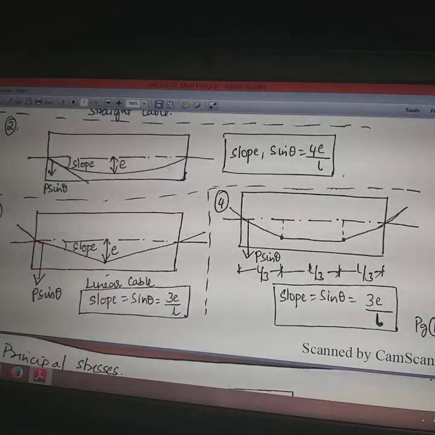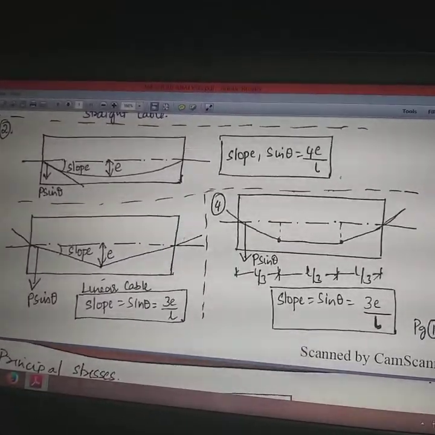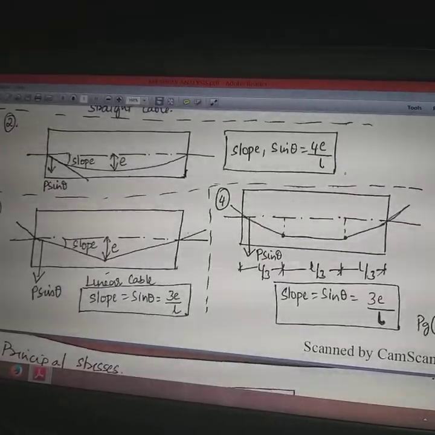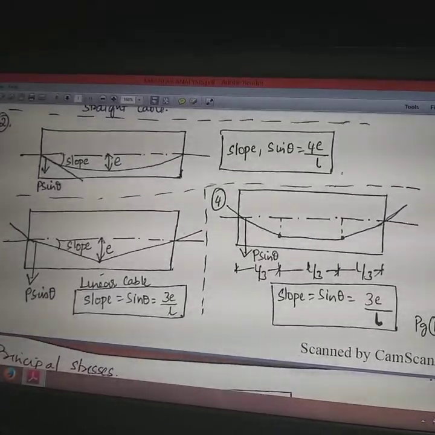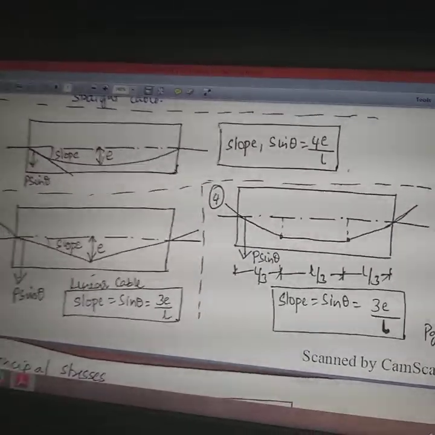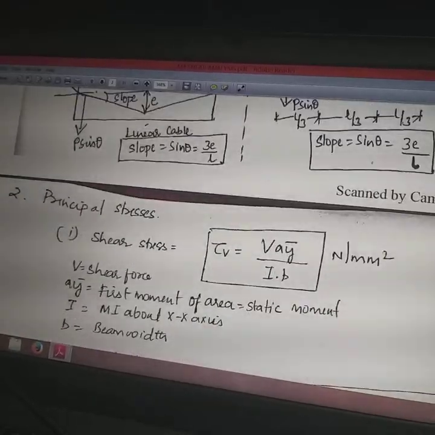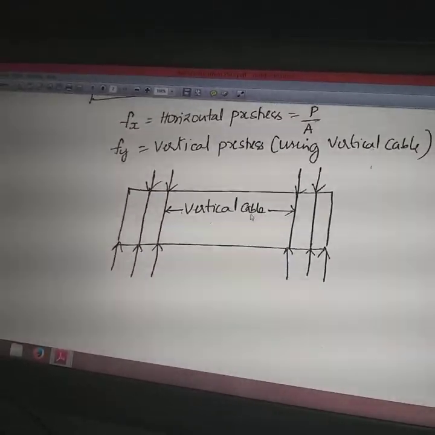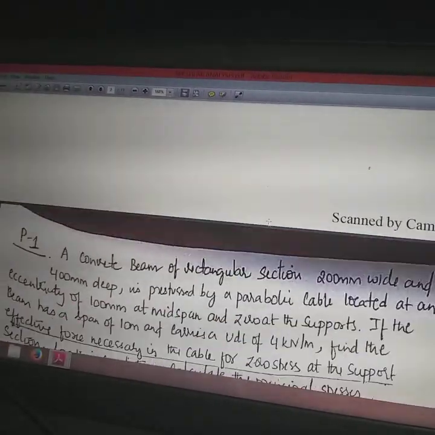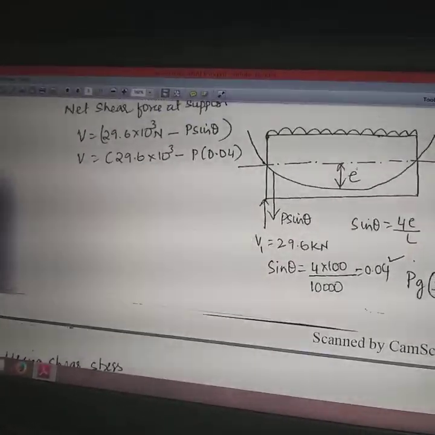If we apply the concept of resolution, a force P is making an angle of theta, then its horizontal component will be P cos theta and its vertical component will be P sin theta, and it is very much known to all of you from the elements of mechanics. Okay, then we shall come back to the numerical problem. Hope everybody is clear with this resolution part. Okay, so P sin theta.